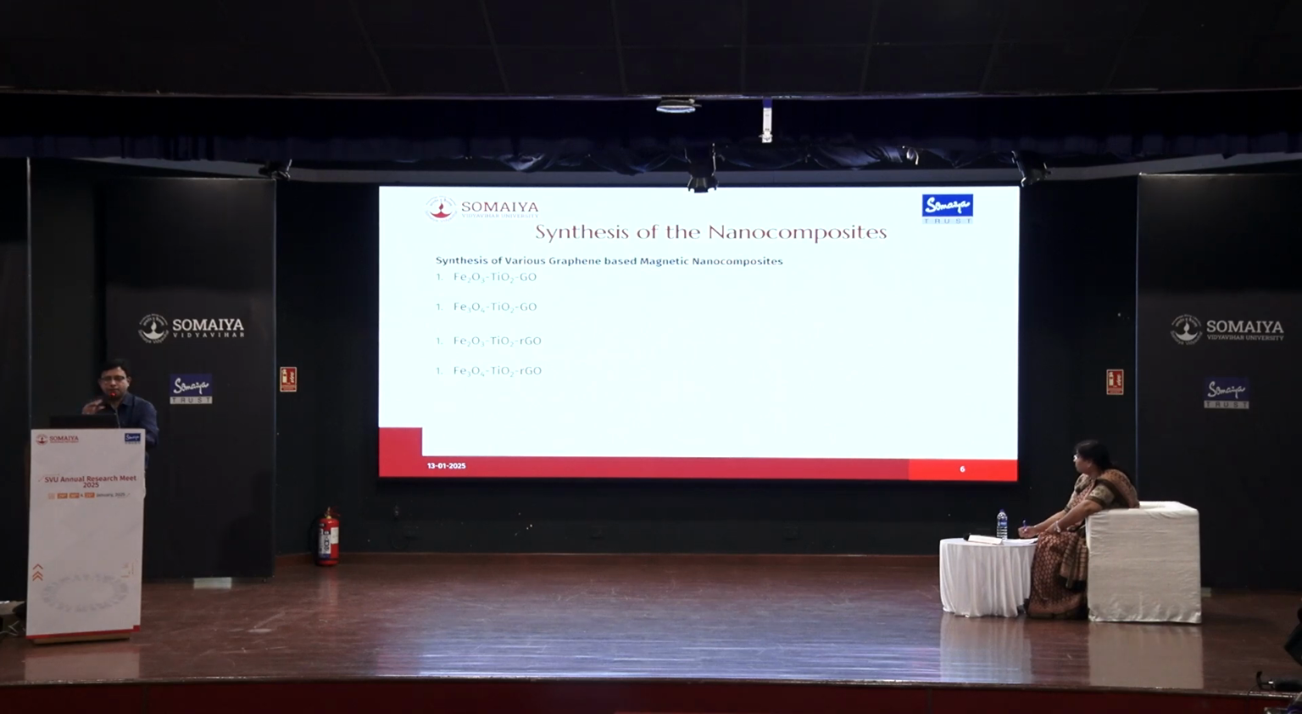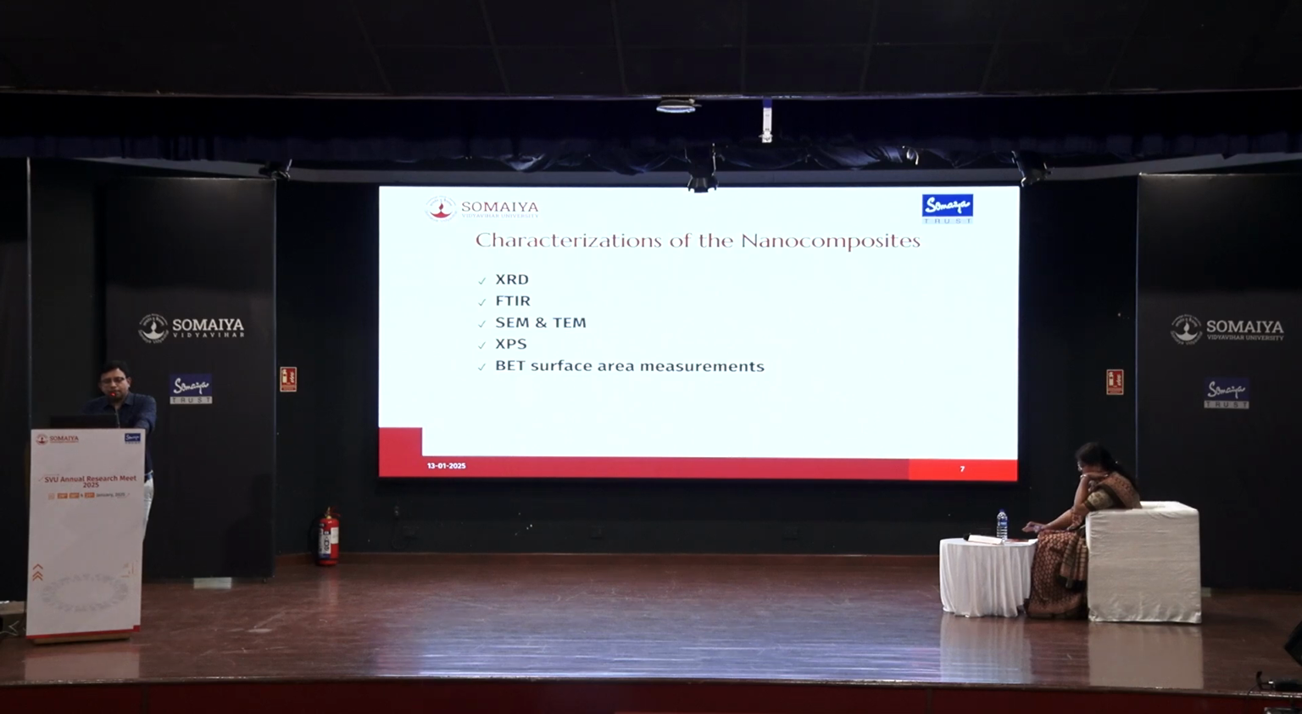Sorry. So these are the nanocomposite materials we are planning. An iron oxide base, generally hematite or magnetite, on which titanium oxide is grown, and over that graphene oxide is doped through chemical methods. And we are planning characterization through various methods, obviously outsourcing.